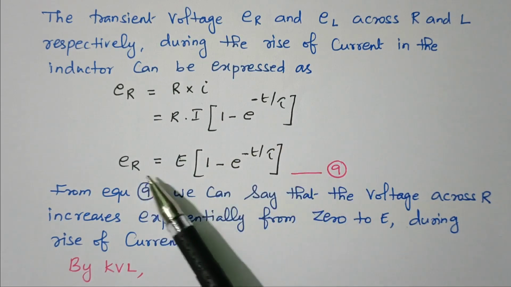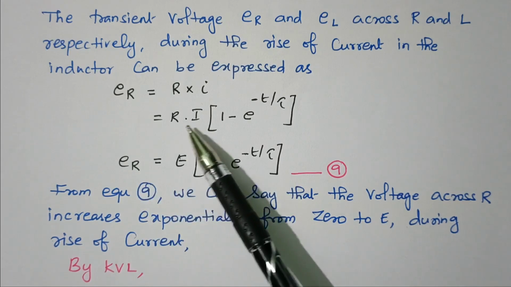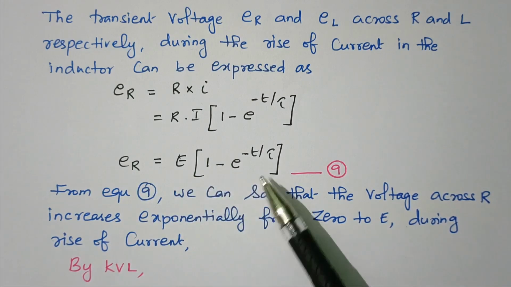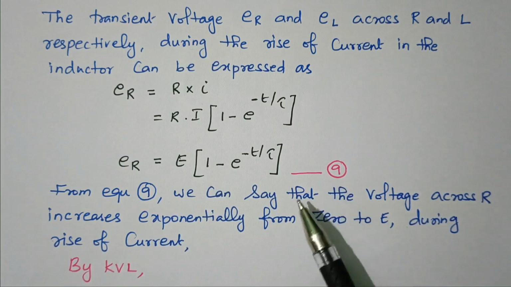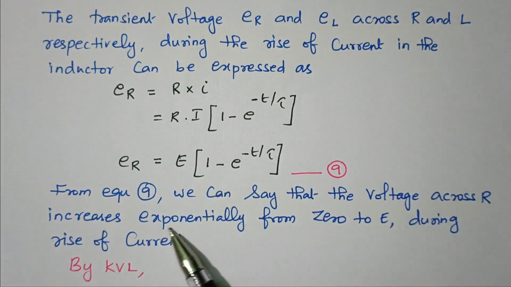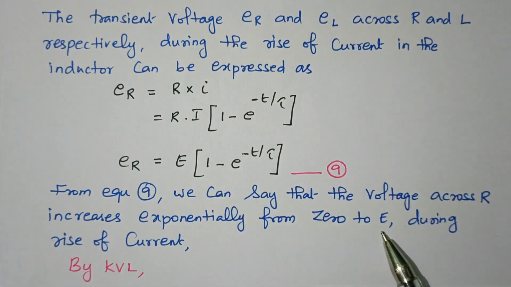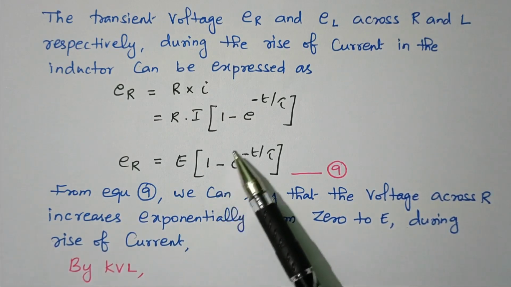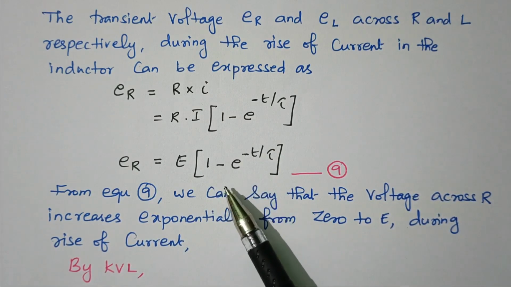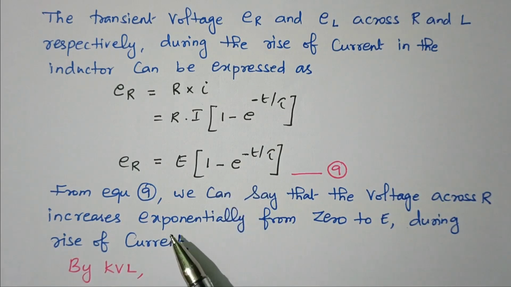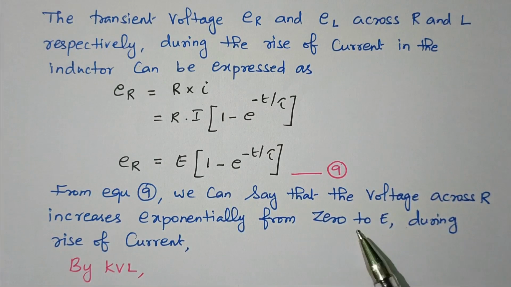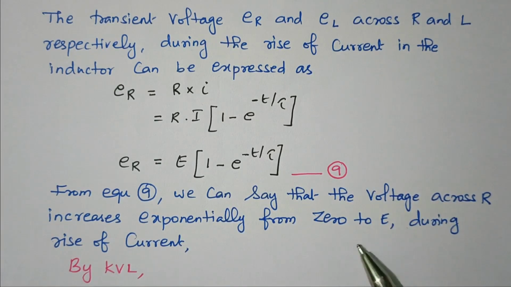Similarly, ER equal to E into, so this I into R is written as E, the applied voltage, times 1 minus e power minus t by tau. So this is equation number 9. From equation 9, we can say that the voltage across R increases exponentially from 0 to E during the rise of current. Already told, e power minus t is decreasing, but 1 minus that means increasing, right? So during the rise of current, the voltage increases from 0 to E.